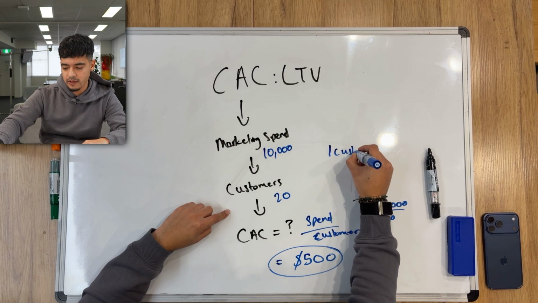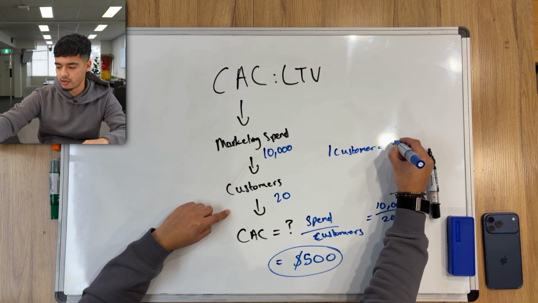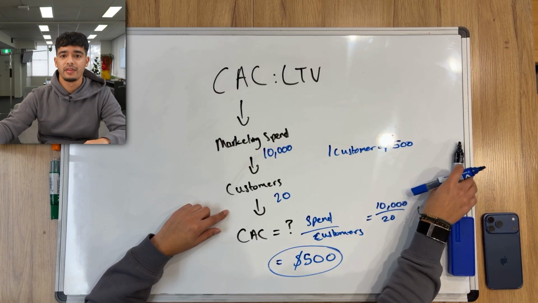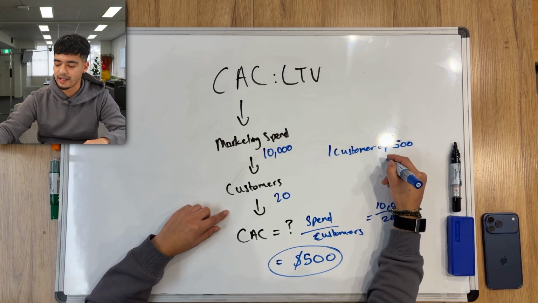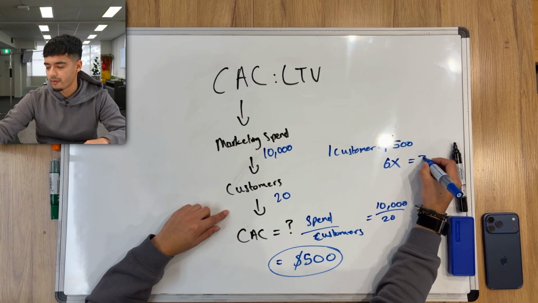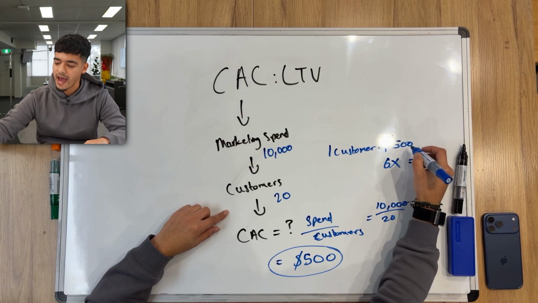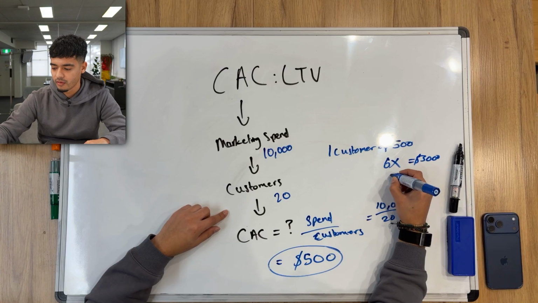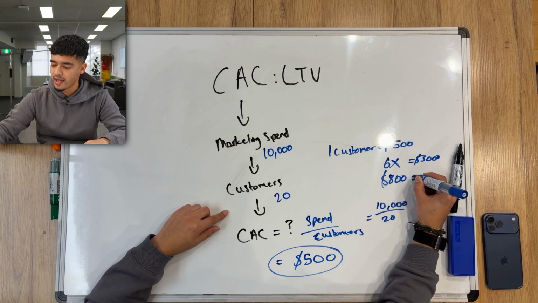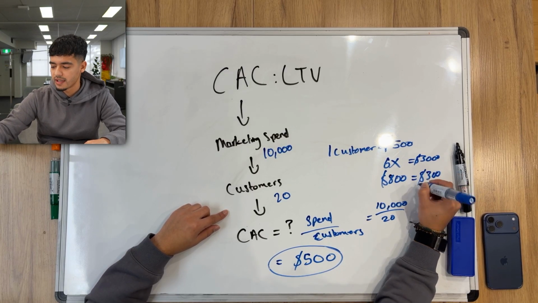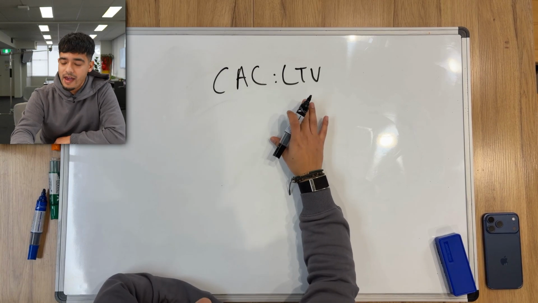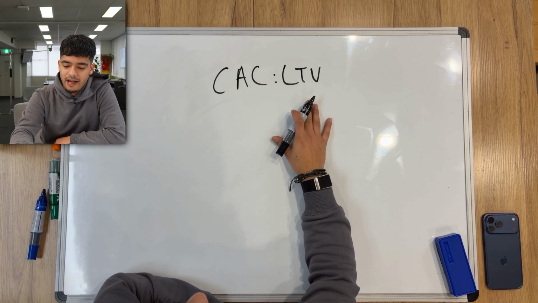One customer equals $500. So let's assume you're selling a product for $3,000. Now that CAC looks fine. You're making a 6x return to generate $3,000 in revenue. However, if your CAC is $500, but you're selling something for $800, then you only have $300 margin left. So that's CAC. Now let's talk about LTV, the lifetime value of a customer.